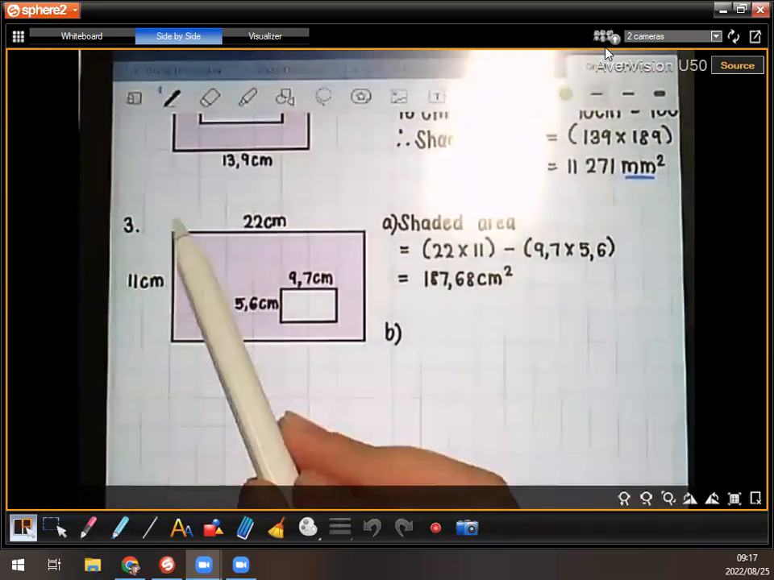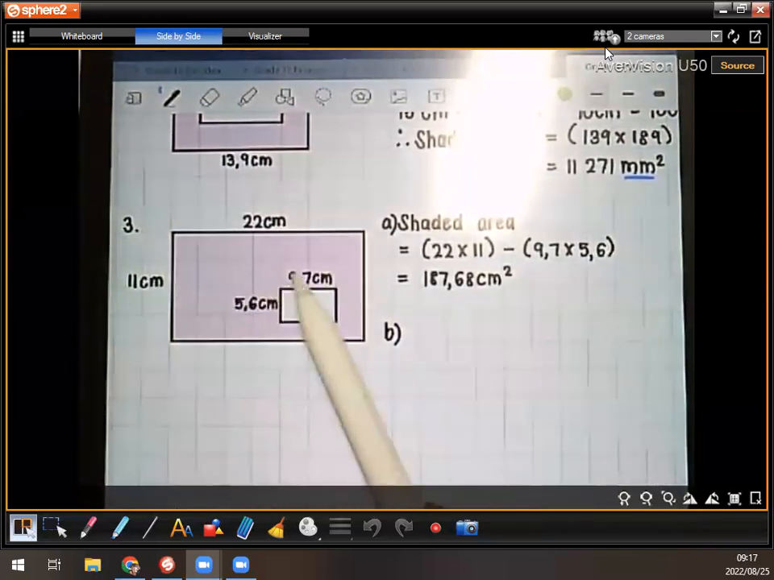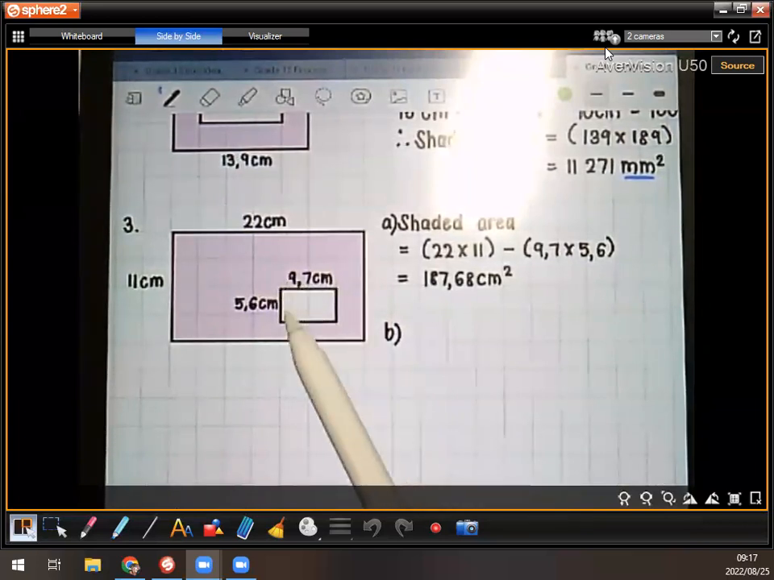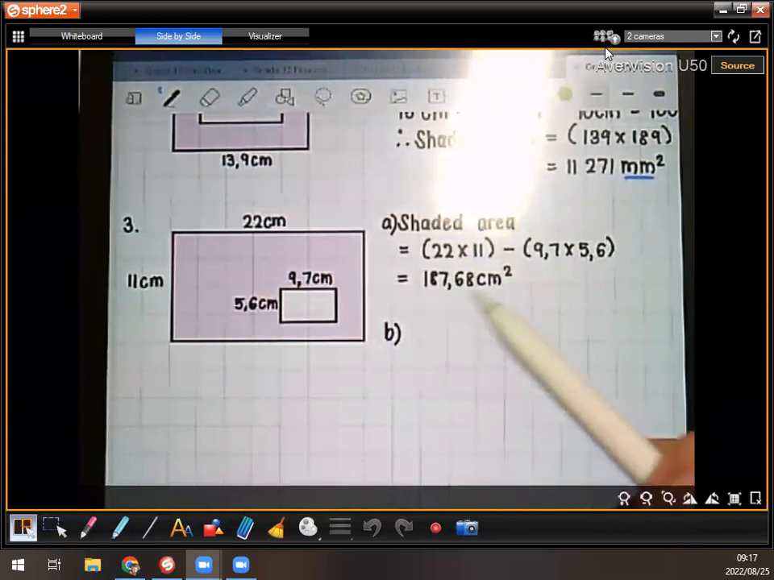The outer rectangle, 22 by 11. All right, 22 times 11. Then you're going to minus this small inner rectangle here, 9.7 times 5.6. Okay. Does anyone else get this answer for A? Okay, good.